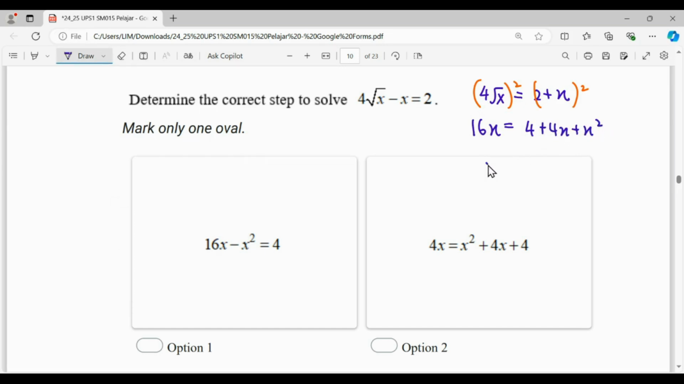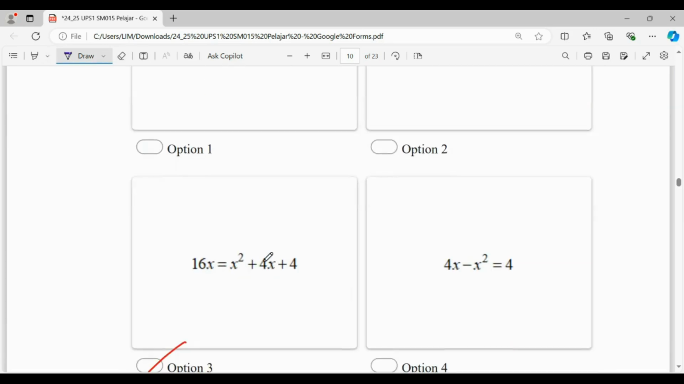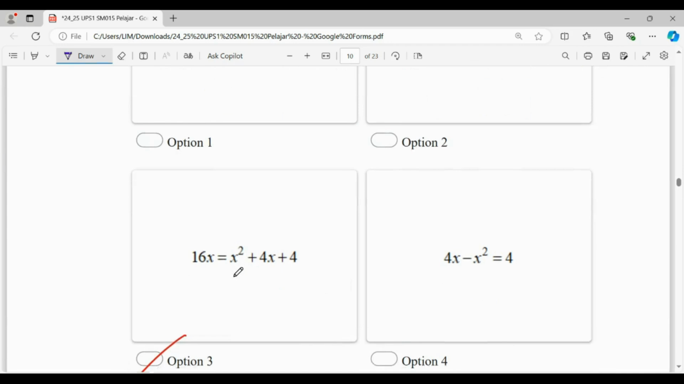So we have a quadratic, we need to rearrange. Move the 16 to the right hand side, minus 16, you will get negative 12x plus 4 equals 0. So it looks like we have the step here. So here is our option.